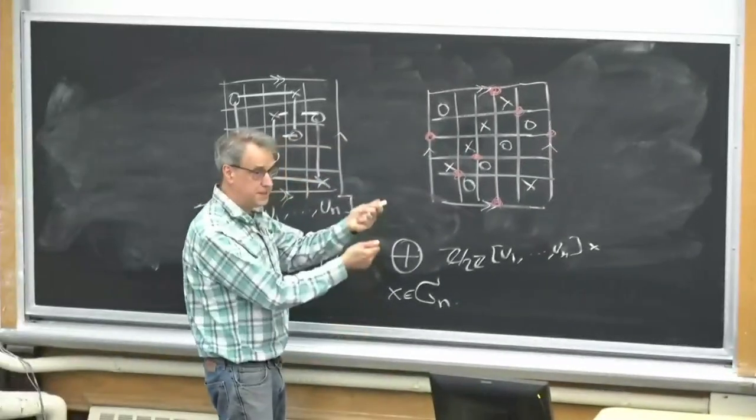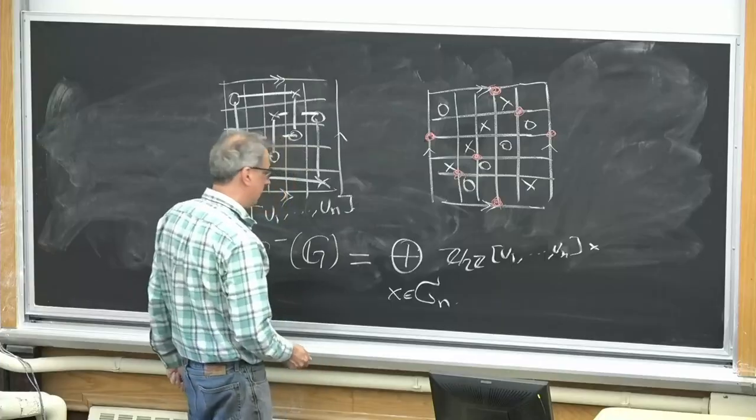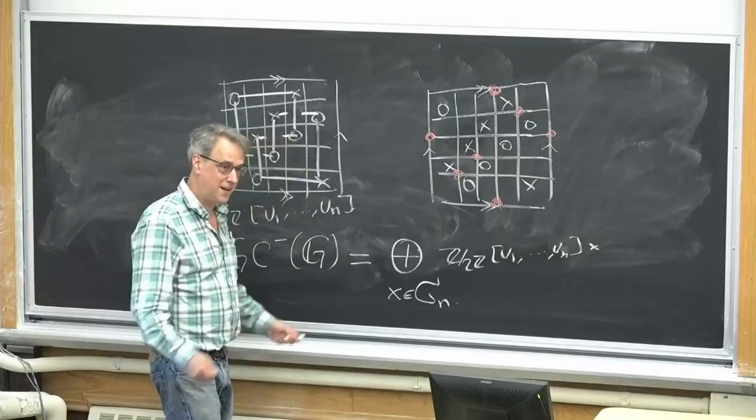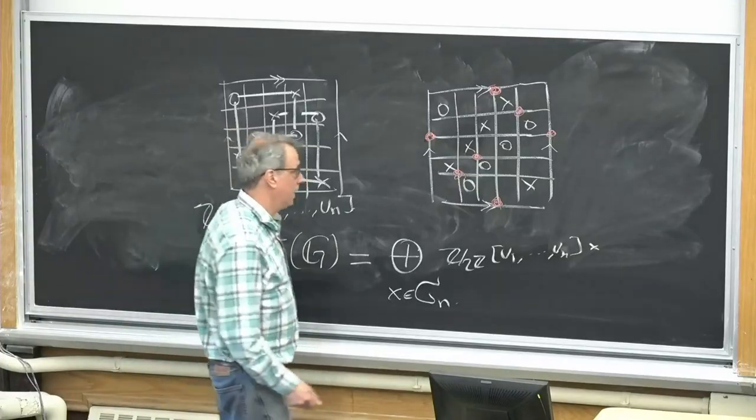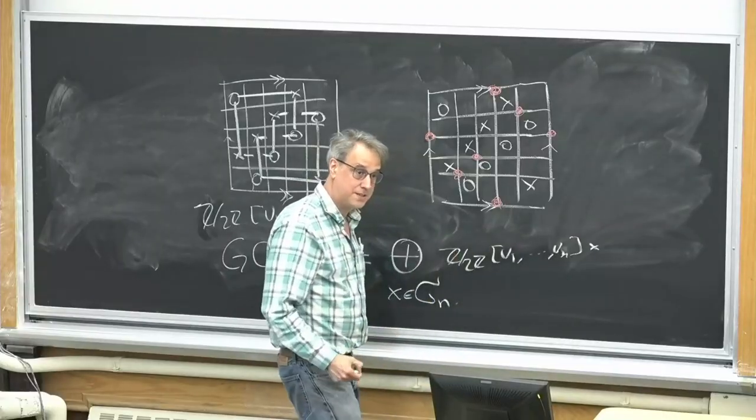We say that two grid states... Yes? Sorry, can you clarify what the U1 to UN are? They're right now just formal variables. Okay, so they're the coefficients of my chain complex.